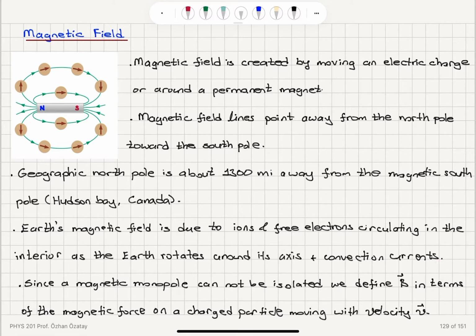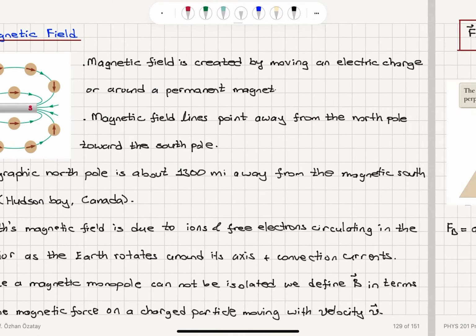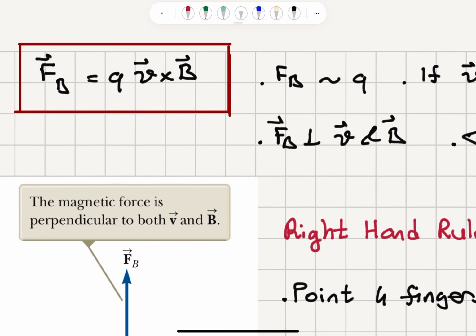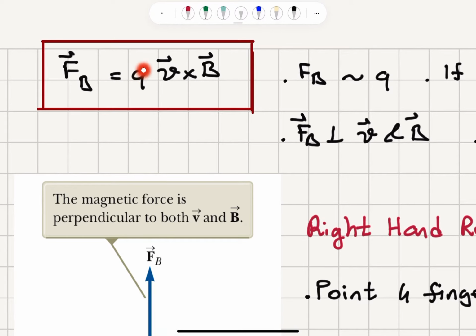Okay, how do we define a magnetic field if we cannot isolate a magnetic pole? Since a magnetic pole cannot be isolated, we define magnetic field B in terms of the magnetic force on a charged particle moving with velocity v. A charged particle moving with velocity v creates a magnetic field, so let's define it based on this observation. The force acting on a charged particle which carries a charge q moving with velocity v inside a magnetic field B is q v cross B.